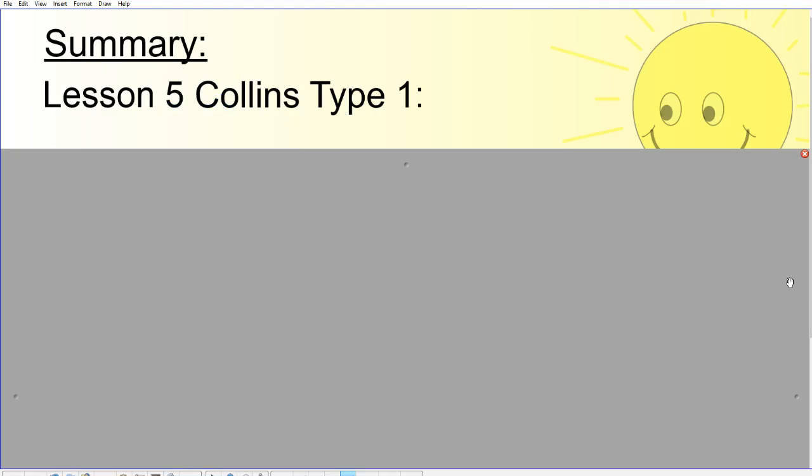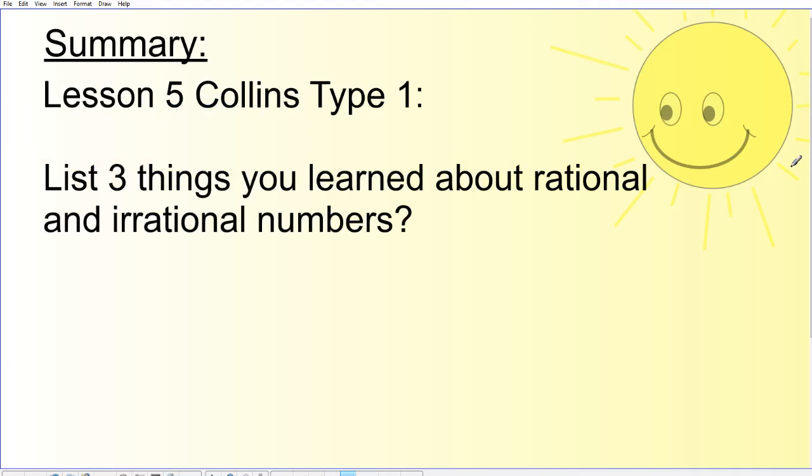Summary. All I want you to do is list 3 things that you've learned about rational and irrational numbers in the past 5 lessons. You should be able to make a list of probably 10, 15, 20 things. I'm only asking for 3. 3 things that you learned between when we started this unit and now. So you can go ahead and pause the video and do that on your own.